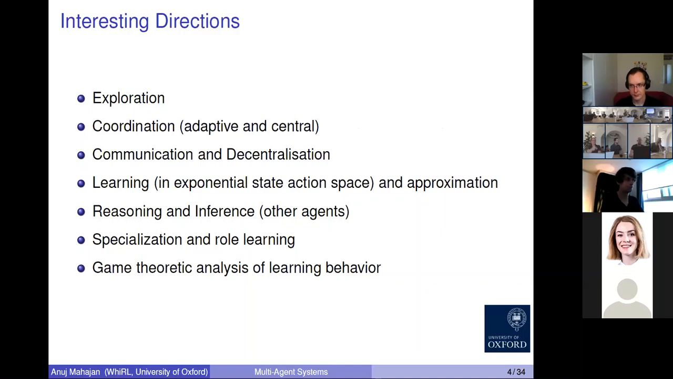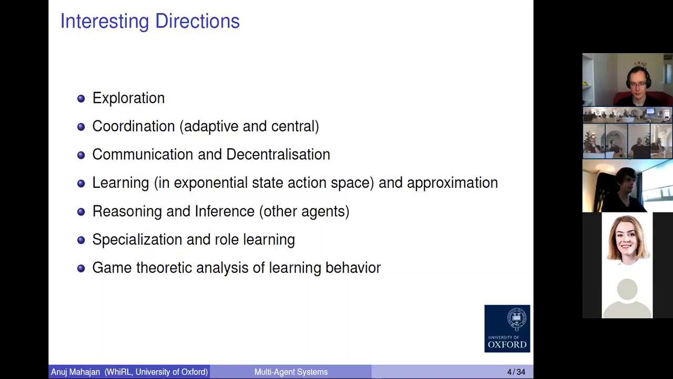Great. Okay, so given this motivation, there are very interesting directions which pop up when you discuss multi-agent systems. I have tried my best to capture most of the aspects of multi-agent systems which are very appealing to a researcher, and here are seven of them. Of course, this list might not be complete, and we can discuss more as we go into the discussion phase.